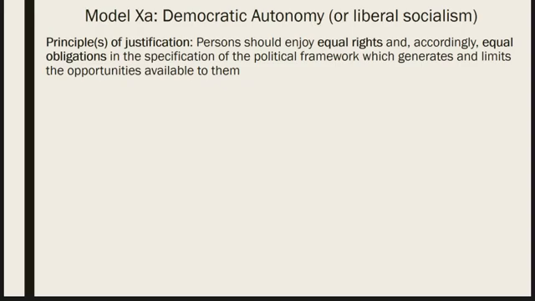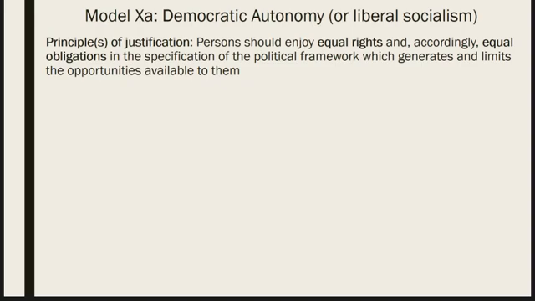So he starts, of course, with his principle of justification, which we've reviewed already. So this idea that people need to be able to enjoy both equal rights and equal obligations in any kind of political framework. So they need to be free and equal in the processes of deliberation about the conditions of their own life and in the determination of these conditions, as long as these things aren't used to harm other people, to negate the rights of other people.